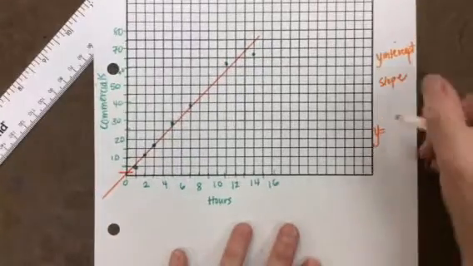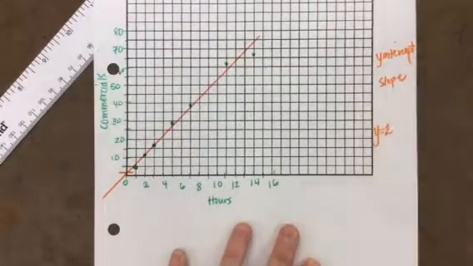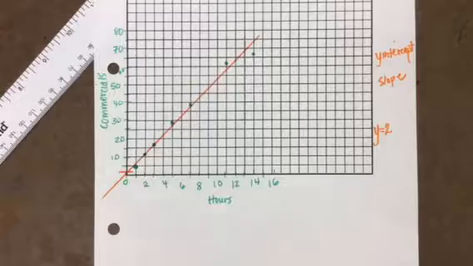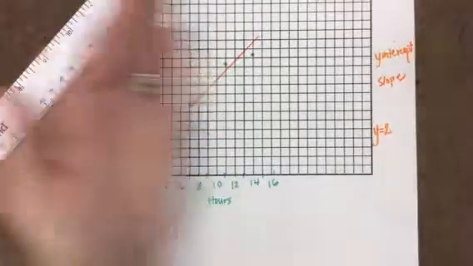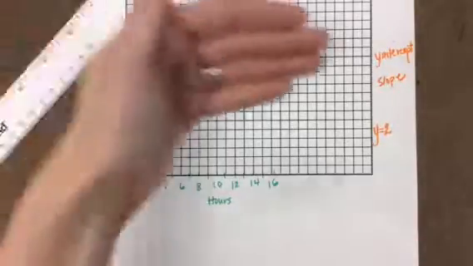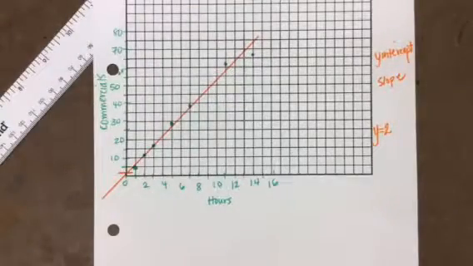I'm going to make that 2. So y equals 2. Now, to find the slope, remember, I want to find the rise over the run, or the change in commercials per hour, how many commercials there are per hour. And this is where we have to be very, very careful about scale.